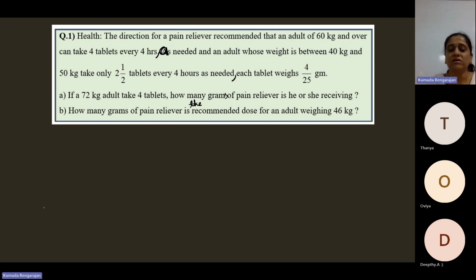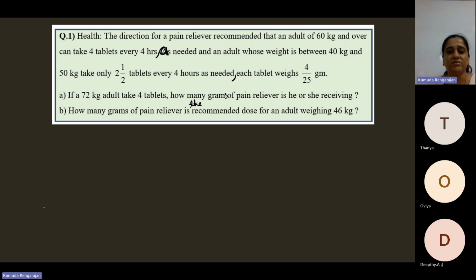Now, the other case is if the person weighs between 40 kgs and 50 kgs, then every 4 hours, that person can take only 2.5 tablets. So now at 7 o'clock, 2.5 tablets. Then 7 plus 4, 11, 2.5 tablets. 3 o'clock, 2.5 tablets. 7 o'clock, 2.5 tablets. This is what is given. And the weight of one tablet is given. What's the weight of one tablet? 4 by 25 grams.